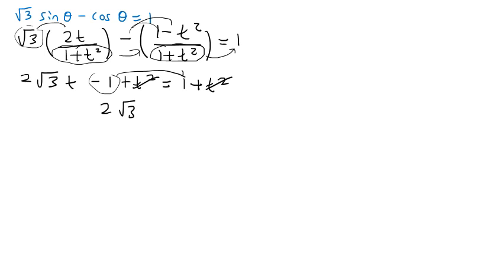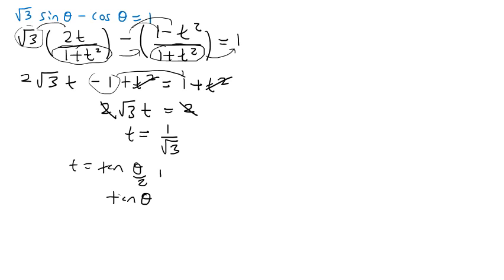So 2 times 3 times t equals to 2. And then we can cancel out 2, leaving only 3 times t. So when we make t the subject, t would be 1 over 3. Okay. And then after we obtain the value of t, don't forget to substitute back t equals to tangent theta over 2. So here tangent theta over 2 equals to 1 over 3.